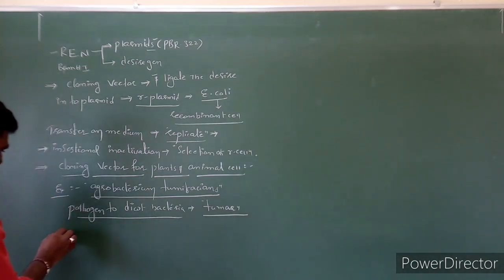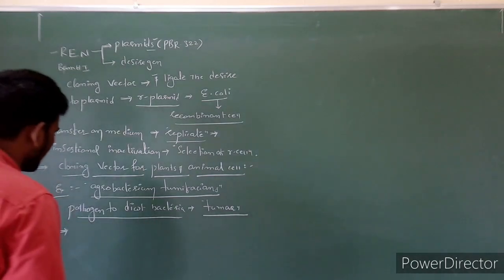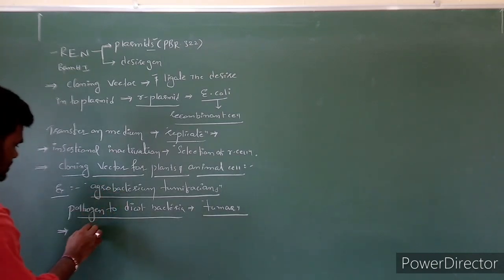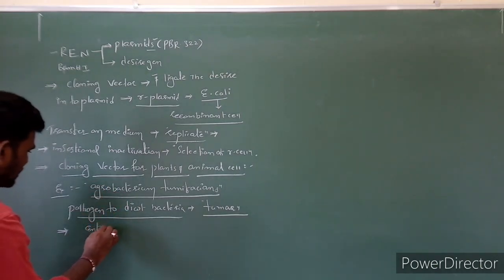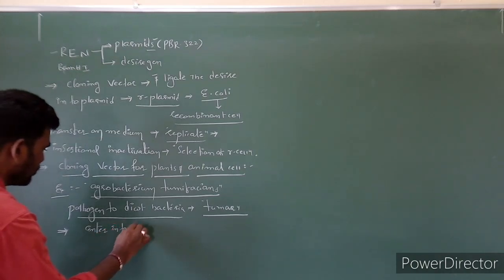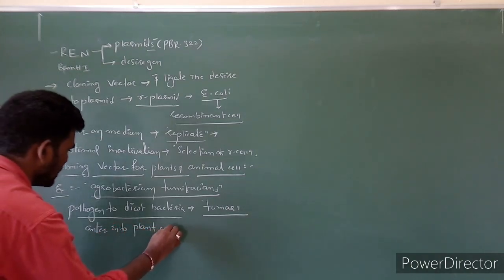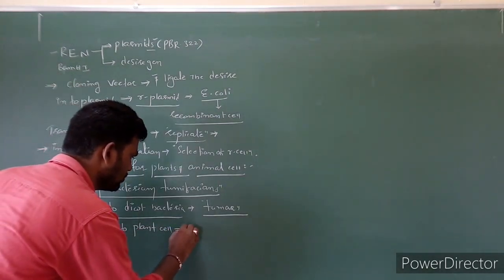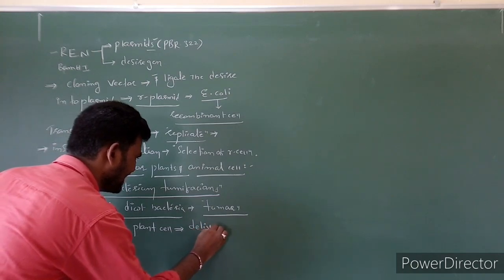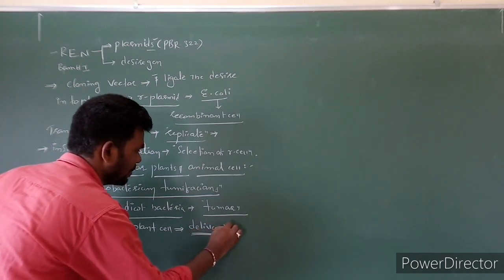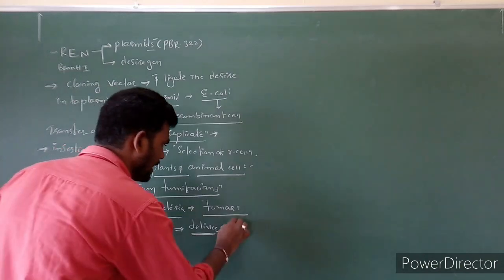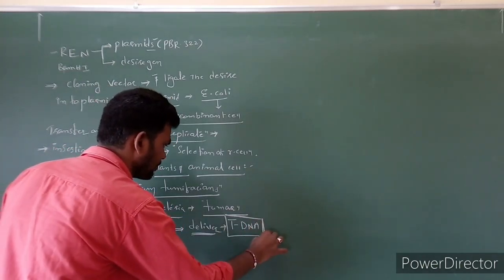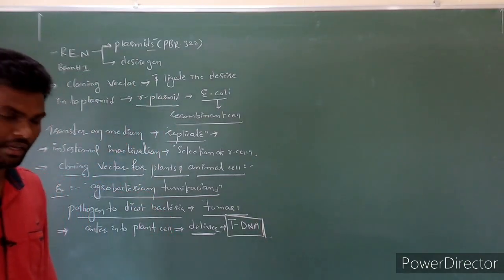Here, when this Agrobacterium tumefaciens enters a plant cell, when it has entered the plant cell, it is going to deliver one small fragment of DNA that is called tDNA. It is called what? tDNA.